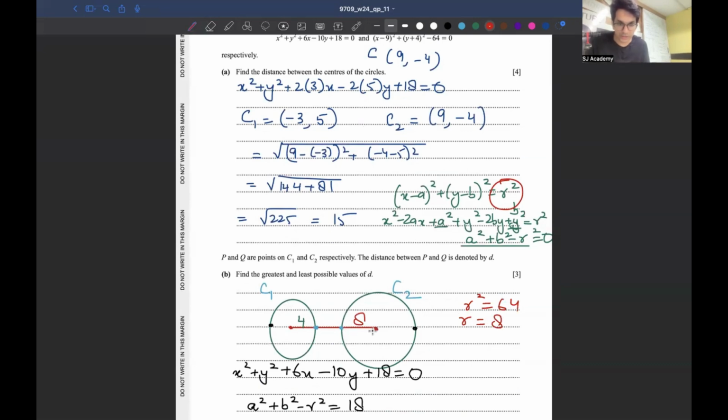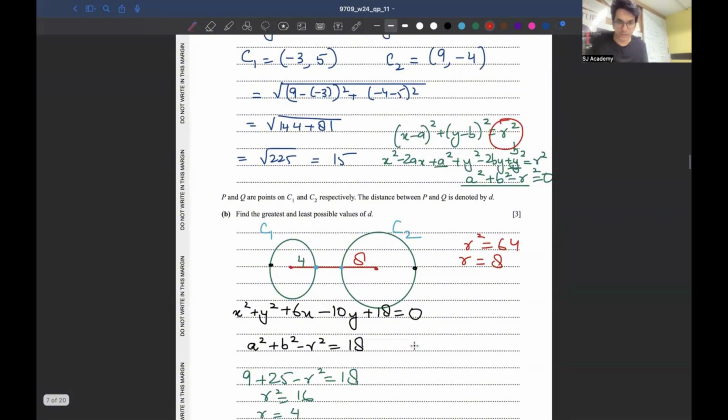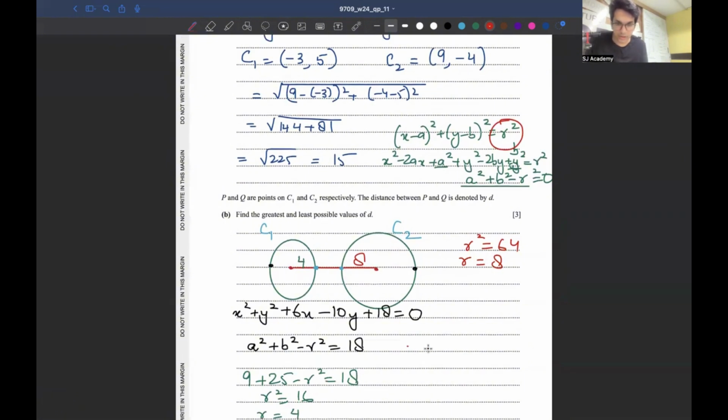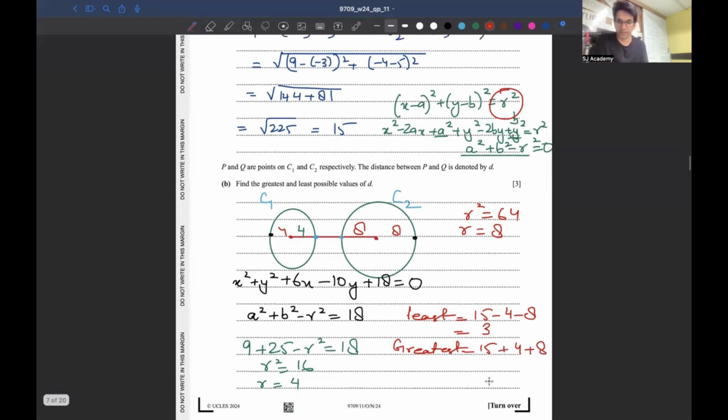Now this total distance is 15. So for the smallest distance or the least possible value of D, that will become 15 minus 4 minus 8. And for the greatest possible value of D, we will add, this will be 8 and this will be 4. So that will become 15 plus 4 plus 8. So this will be 15 minus 4 is 11 minus 8, that is 3. And then 15 plus 4 plus 8 will be equal to 27. So these are the two possible least and greatest values.